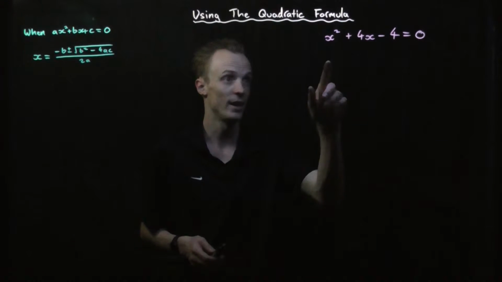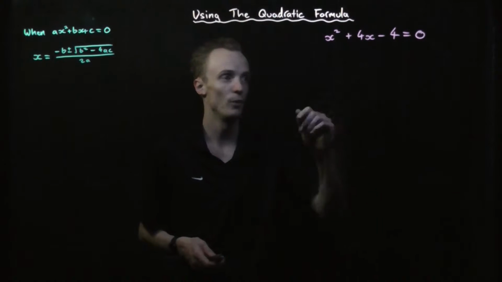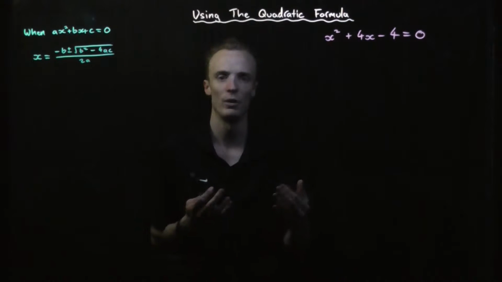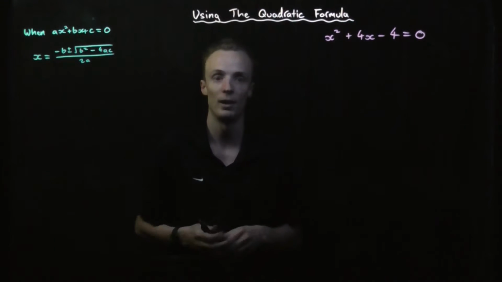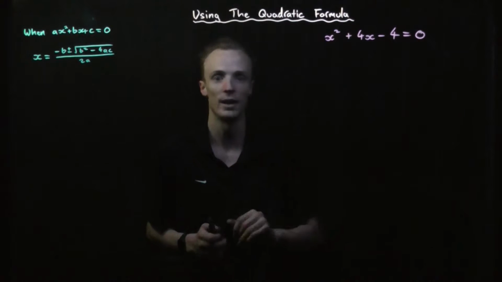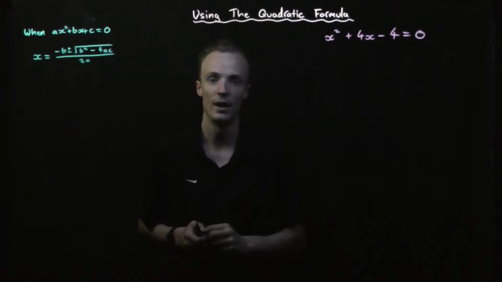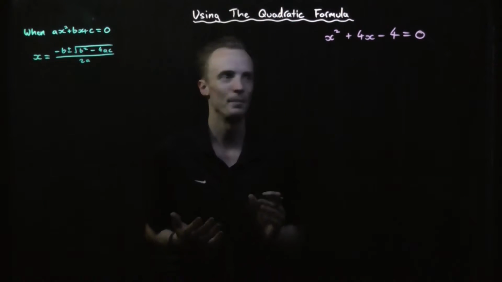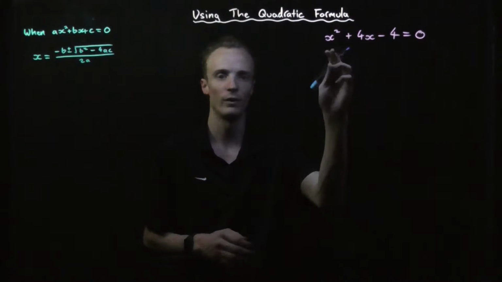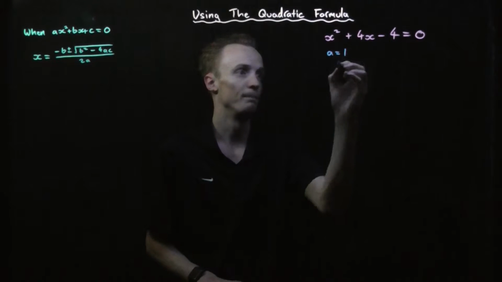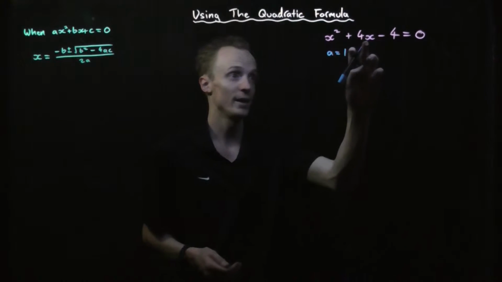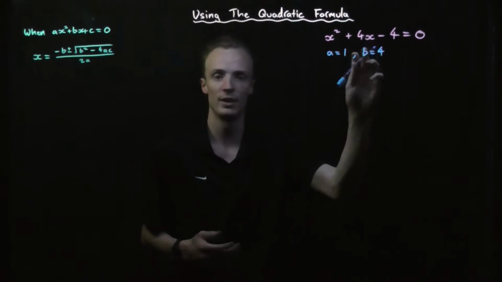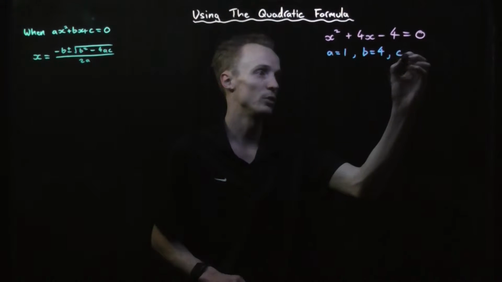Well, let's consider the quadratic here of x squared plus 4x, take 4 equals 0. Our first step is to make sure that this quadratic is equal to 0, which it already is, and it's in the format of ax squared plus bx plus c equals 0, which once again it already is. So our second step then is to identify what our a value, our b value and our c value are going to be. So here, our a value is the pronumeral to our x squared, which here is equal to 1. Our b value is going to be the pronumeral to our x, which is going to be positive 4. And our c value is the constant at the end, which here is equal to negative 4.